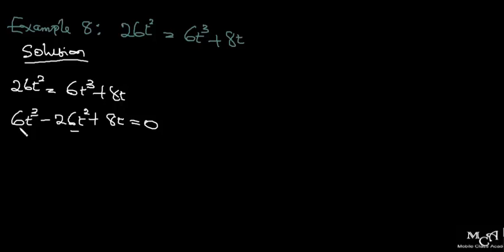From here we can see that 2 will go into 6, 2 will go into 26, and 2 will go into 8. Also, they have t as a common value. So let's divide through by 2t. Whatever we divide with, we are going to put outside. Are you with me? So 2t. Let's divide everything by 2t. So we put our 2t outside.